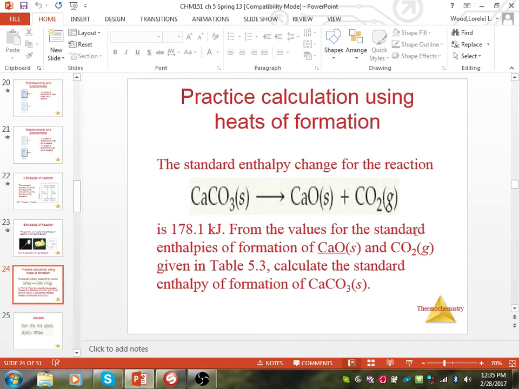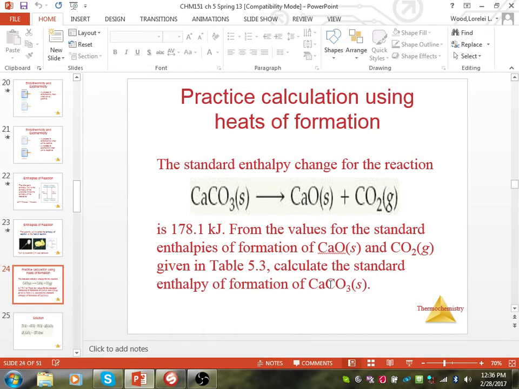All right, let's try another one. Standard enthalpy change for this reaction is 178.1. Now, they're telling you that's the enthalpy for the whole reaction. The whole thing, right? And they say, from the values for the standard enthalpies of formation for calcium oxide, which is this stuff right here, and carbon dioxide, which is this stuff here, calculate the standard enthalpy of formation for the calcium carbonate.